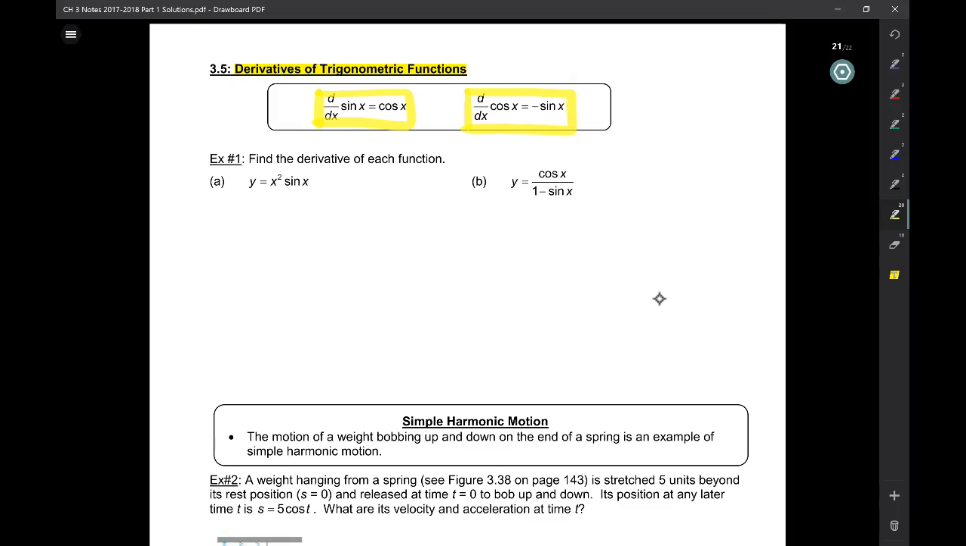Now, these two in that box, the derivative of sine and cosine, you just have to memorize. There is no other way to do it. You won't be given the formulas on the test, so you just have to memorize it. Luckily, it's not that difficult to memorize.